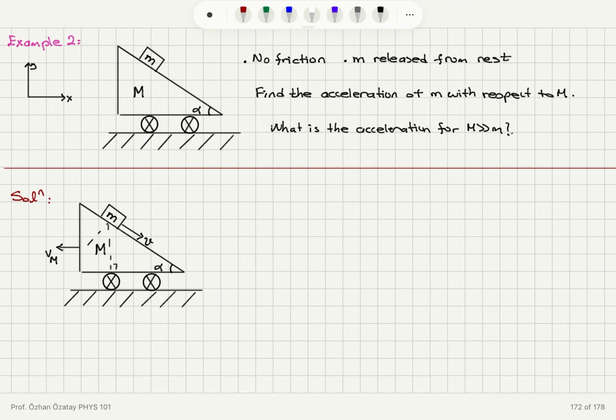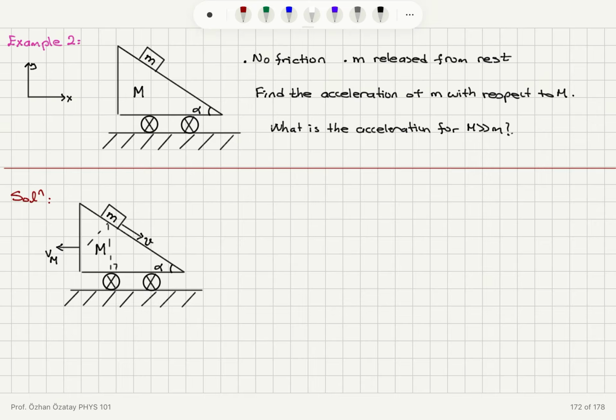Now again, we have a block of mass m sitting on a wedge, making an angle alpha with the horizontal. The wedge has a mass capital M, and the wedge is on wheels, so this can move. m is released from rest, just like the previous problem. What I would like to find out is the acceleration of m with respect to capital M. And I want to know its limiting value for capital M much greater than m.